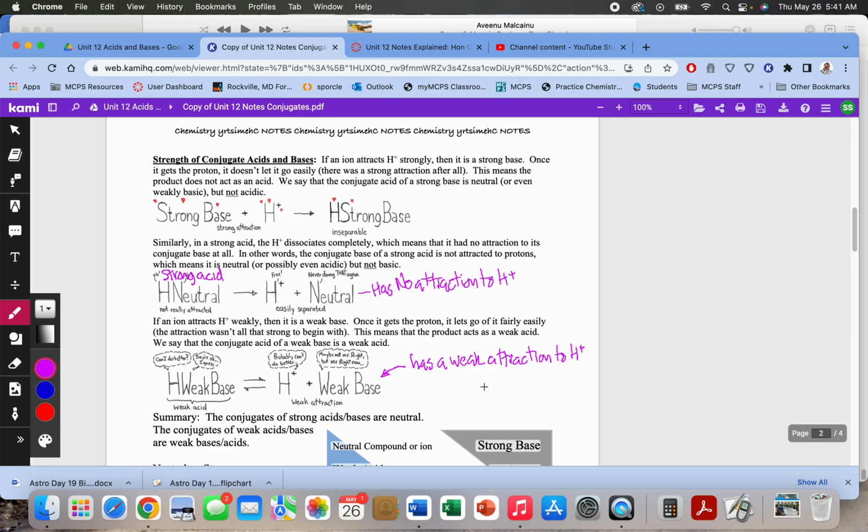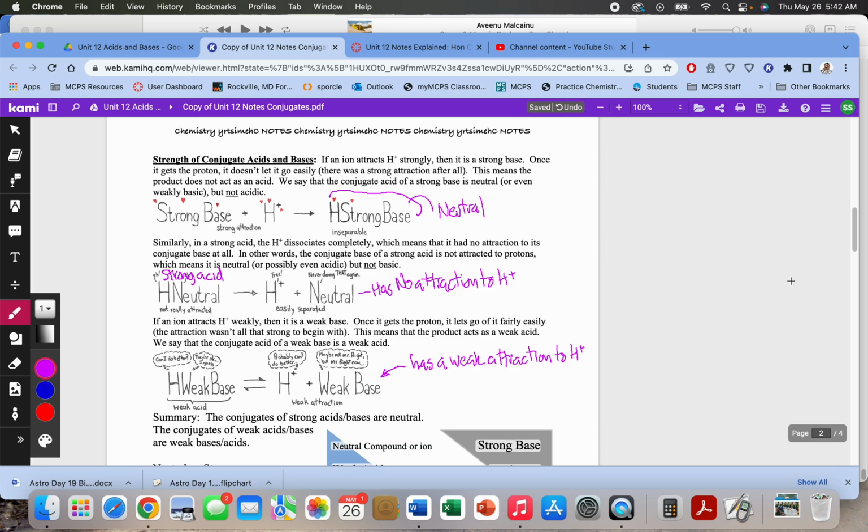And so since it has a weak attraction, its conjugate is also a weak acid, right? So our weak base and weak acid are conjugates. A neutral ion and a strong acid are conjugates. And as it turns out, a strong base is one that never separates from an H plus, right? It just hangs onto it for dear life. And since it's inseparable, we consider this overall product to be neutral, right? It doesn't give up any H pluses, right?